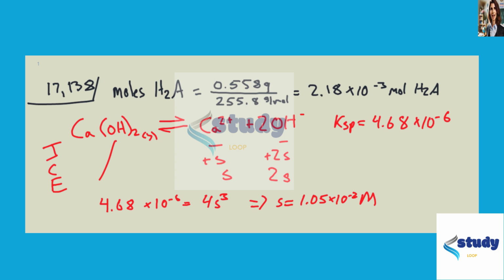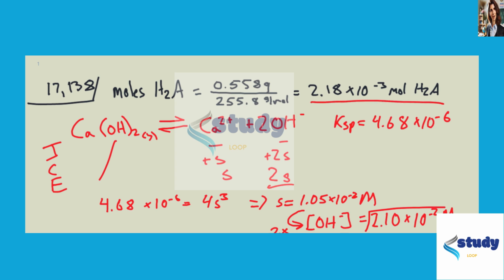So to find the concentration of OH, we simply need to multiply by 2, since we have 2 hydroxide per formula unit, or 2S is equal to the concentration of hydroxide. So that is equal to 2.10 times 10 to the minus 2 molar. So this value and this value we'll use moving forward.